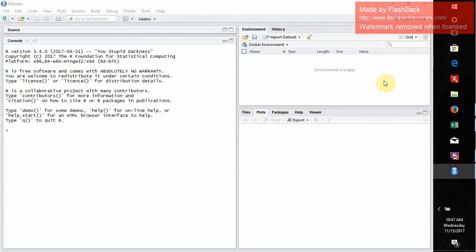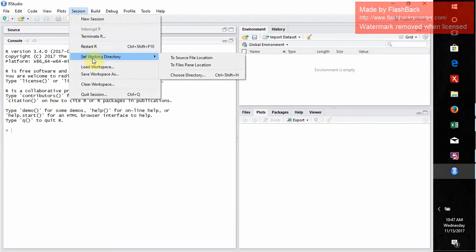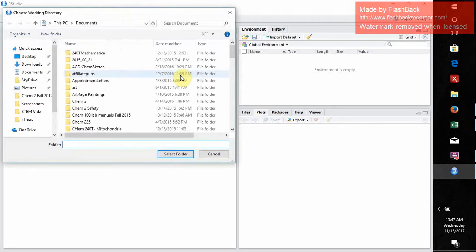So upon opening RStudio, this is the type of interface that you should see. This is where you're going to be executing code in the console. When we generate plots, we'll see them down here. And when we import data into R, we're going to see it here listed in the global environment. So the very first thing that we need to do is set a working directory. That can be accomplished by going to Session, Set Working Directory, Choose Directory.